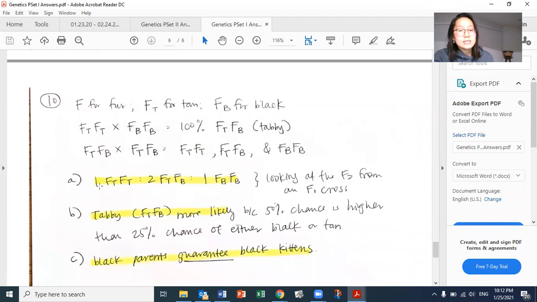Now, part A is asking you what that ratio would be, and that's the 1 to 2 to 1 ratio of 1 tan, 2 tabby, and 1 black. So you're looking at that F2 from an F1 cross. And honestly, at this point, I expect you to be able to show the Punnett square. So you want to show the Punnett square cross between FTFB times FTFB on the side here in order to produce this genotypic ratio.